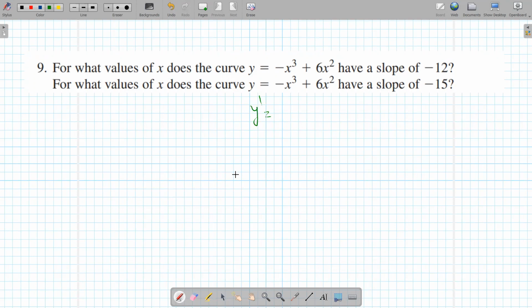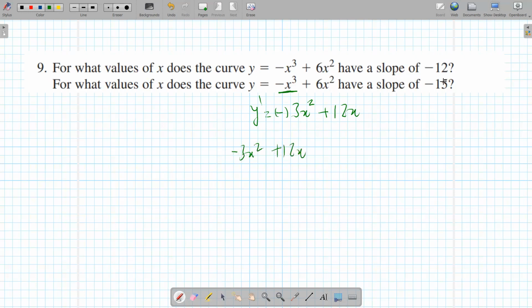Find the derivative, yeah? What's the derivative of negative x cubed? Does the 3 become a negative when you bring it in the front? So this negative sign is going to stay there, and the 3 is going to come down as it is, like this. So you get negative 3x squared for the first one. What about the second term? What's the derivative of 6x squared? 12x. Okay, that's it, right? So we have negative 3x squared plus 12x.